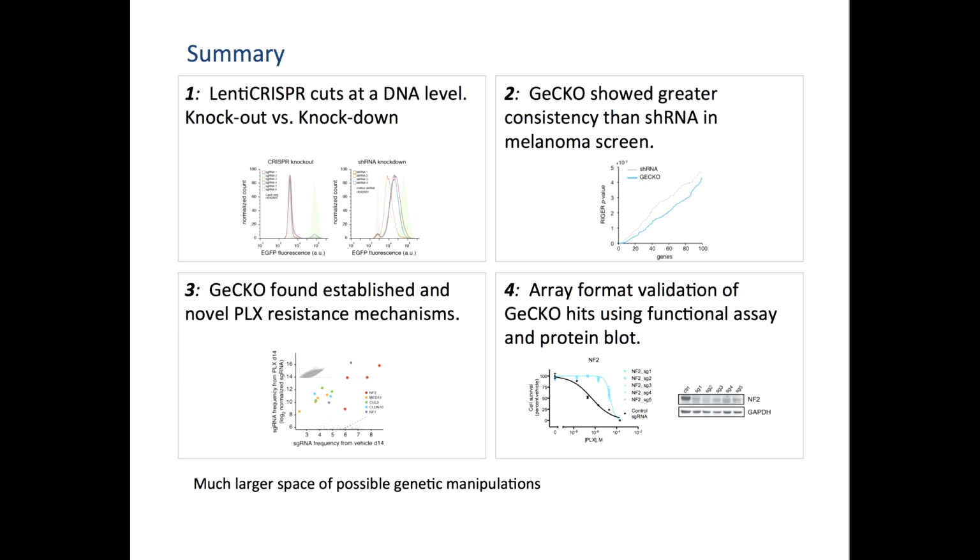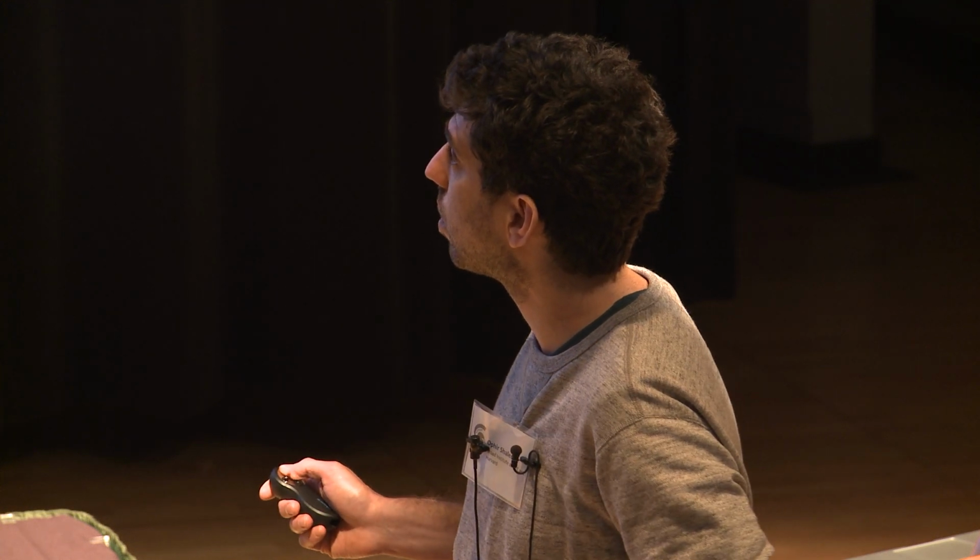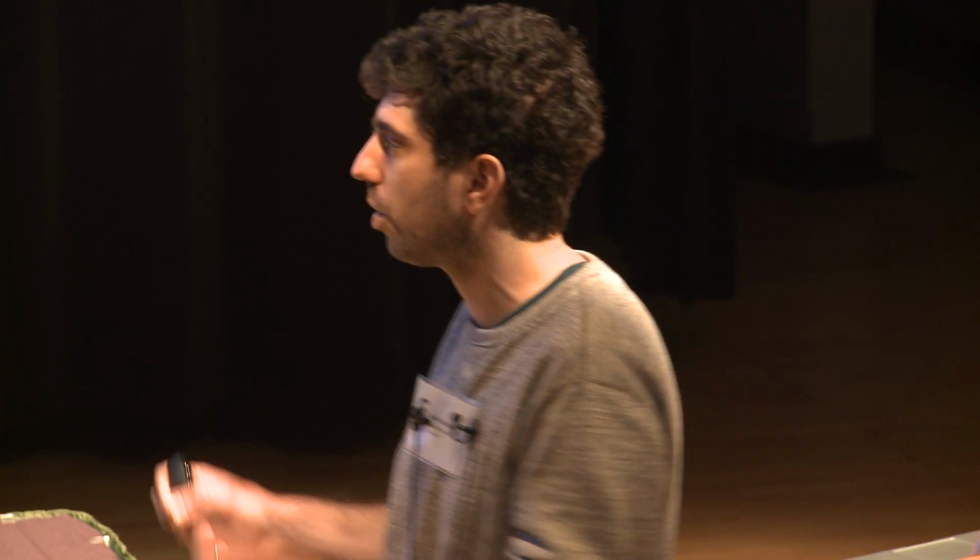I'll just sum up quickly. I showed you that lentiviral delivery of Cas9 is extremely effective and can reach 100% modification. We get much higher consistency in the screen compared to shRNAs. We found new and established PLX resistance mechanisms, and we also validated our results. One of the most interesting things is that with shRNAs you're limited to the transcribed space, and with CRISPR you can target almost whatever you want in the genome.